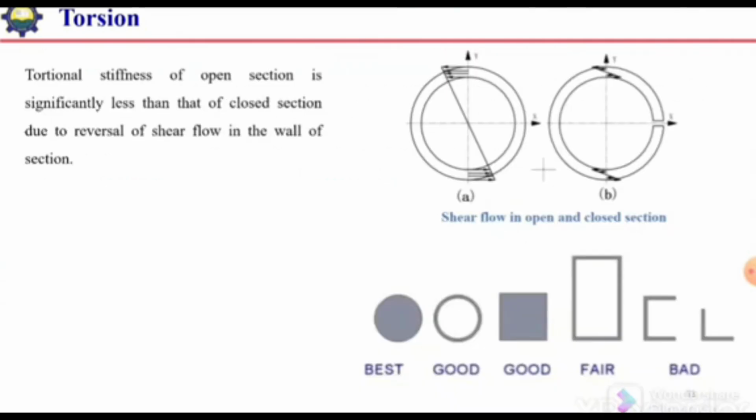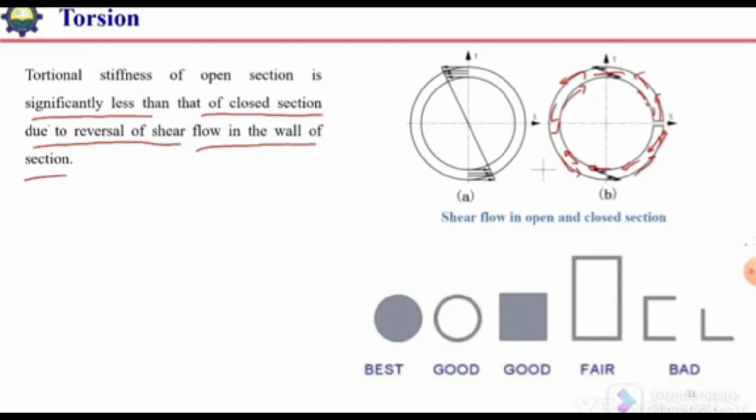The question is, why does this happen? Why in case of open section is there distortion or twist in the member? This is because of the phenomenon of shear flow. The torsional stiffness of open section is significantly less than that of closed section due to reversal of shear flow in case of open section. So here the shear flow will be like this, and then in this direction, in this direction, and at the end again it will turn back.